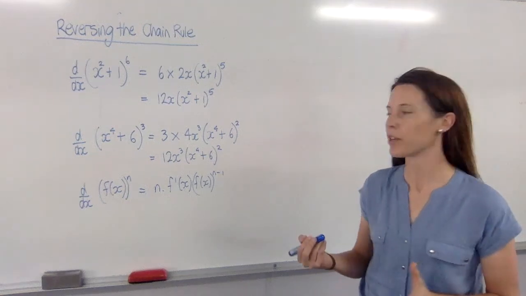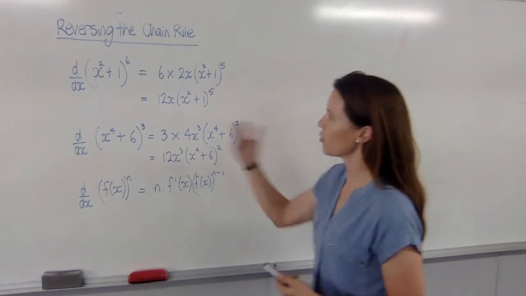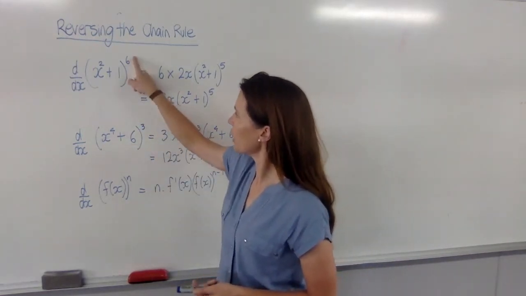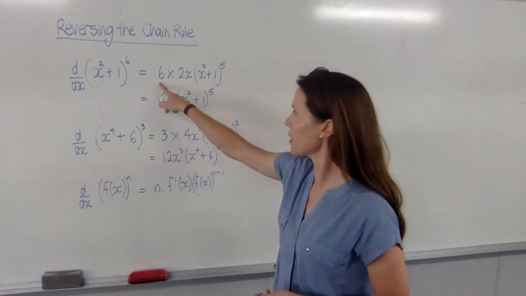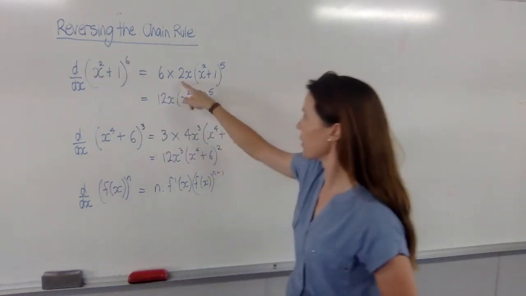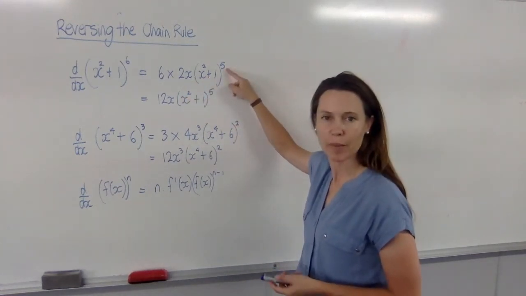Now, refreshing our memory on using the chain rule, actually using it, not reversing it, but using it when we've got a higher power of x in the brackets. We need to bring our power down the front, so we have 6. We also differentiate what's in the brackets, which in this case would be 2x, and we bring that out the front also. And then we rewrite what's in the brackets, reducing the power by 1.